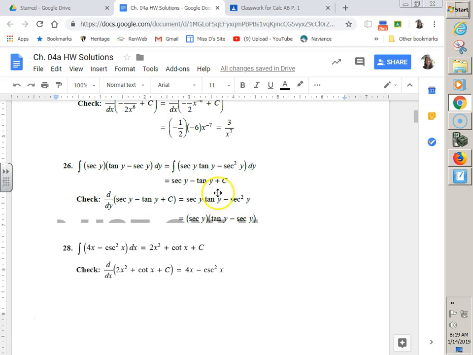Number 26, you could not integrate until you multiply. Good. Now all of a sudden it matches up. Boom and boom. Except the answers are all going to have y's instead of x's because of the dy.